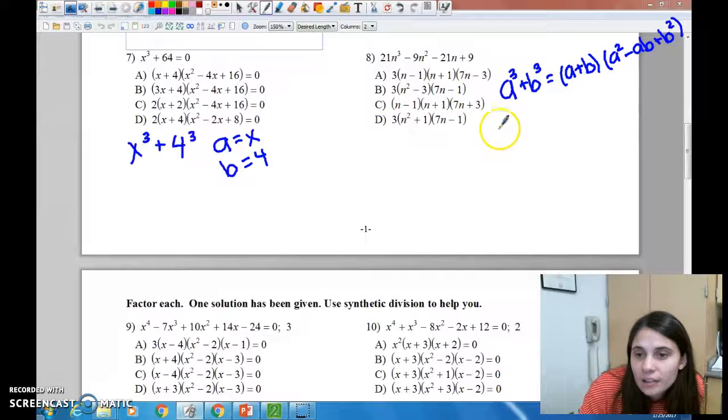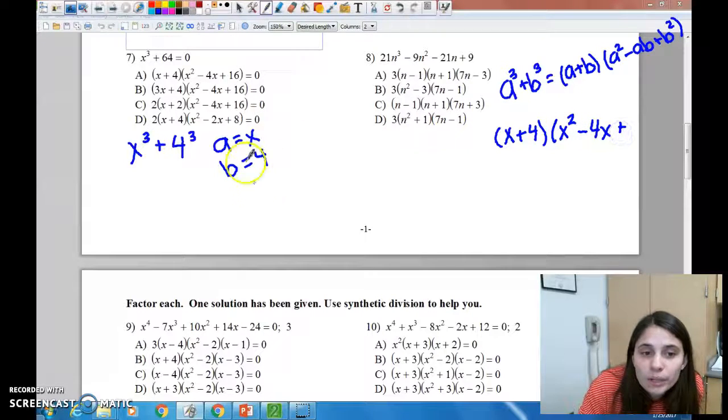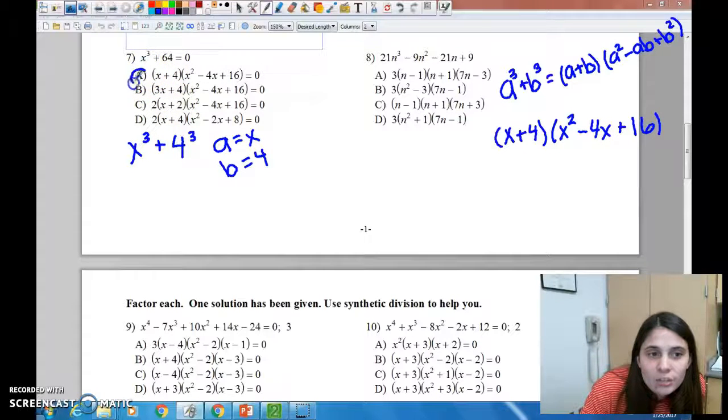So it starts with a, so I have x plus b, which is 4. And then I have a squared, which is x squared minus a times b, so x times 4, or 4x, plus b squared, which is 4 squared, and 4 squared is 16. So then I come back to my options and I see again I have part A, which is x plus 4 times x squared minus 4x plus 16.